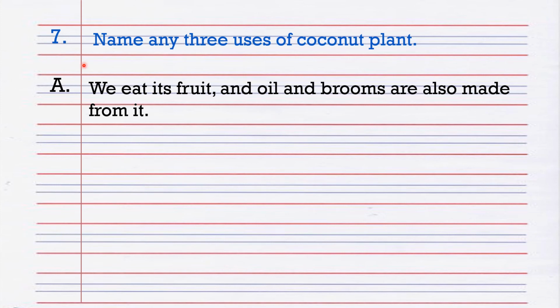Question number 7 and the last question is, name any 3 uses of coconut plant. Coconut plant जो होता है उसके we need to list down 3 uses. बहुत सारे uses होते हैं but we need only 3 of them. So we eat its fruit and oil and brooms are also made from it. So हम इसका fruit खाते हैं, the coconut fruit that we eat, and also there's coconut oil and brooms जो हमारी झाड़ू होती है घर की, वो भी coconut plant से ही बनते हैं. So here are the 3 uses.